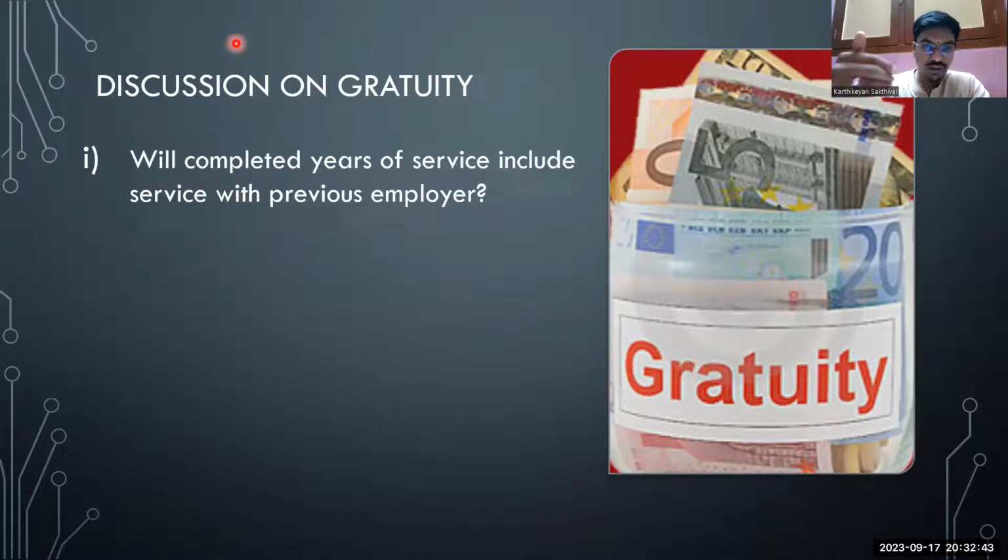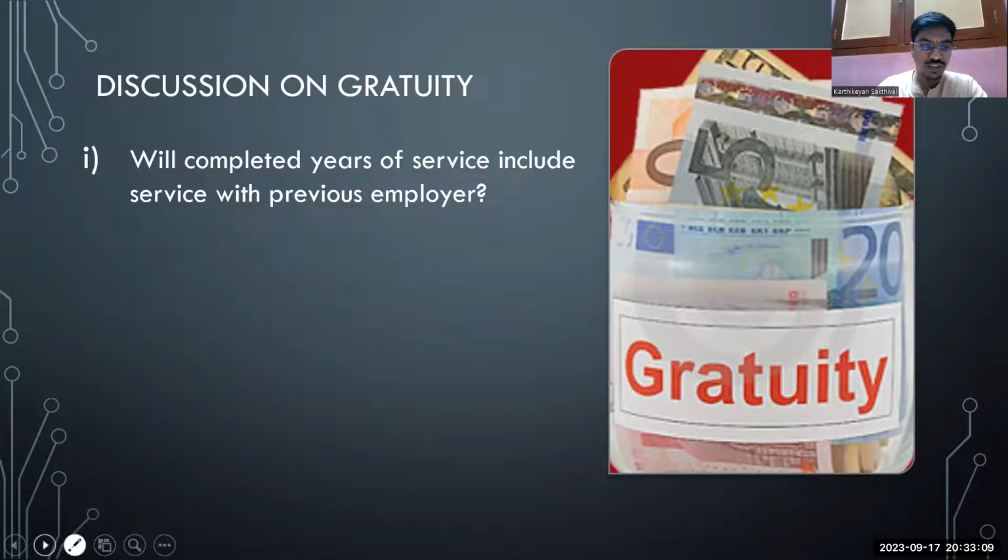So generally what will happen is, in the lifetime of every employee, there might be 2 or 3 employers. For every completed year of service, you just need to multiply. That completed year of service would not only mean the completed years of service with the present employer, but it also means the years of service served for the previous employer.